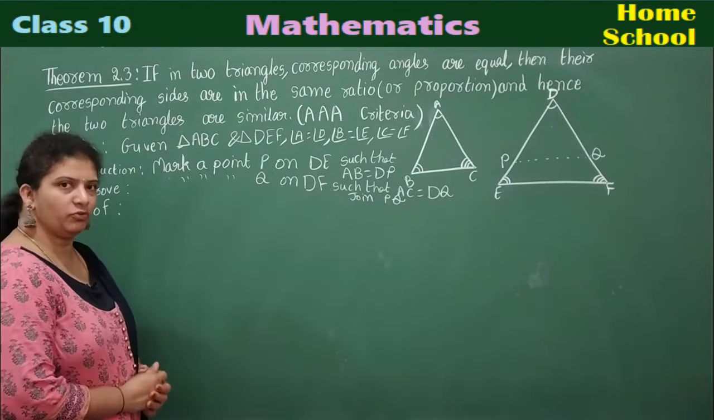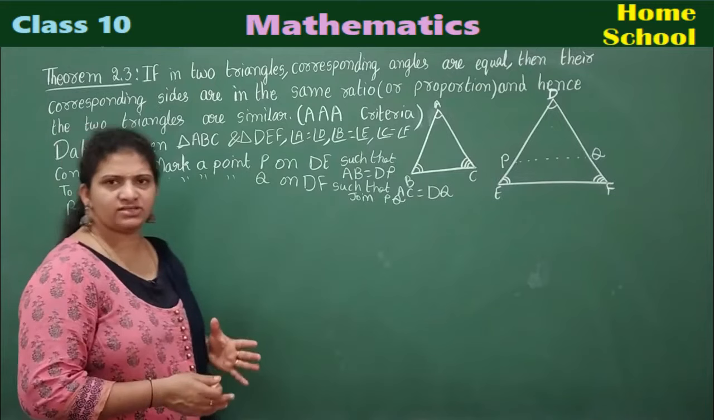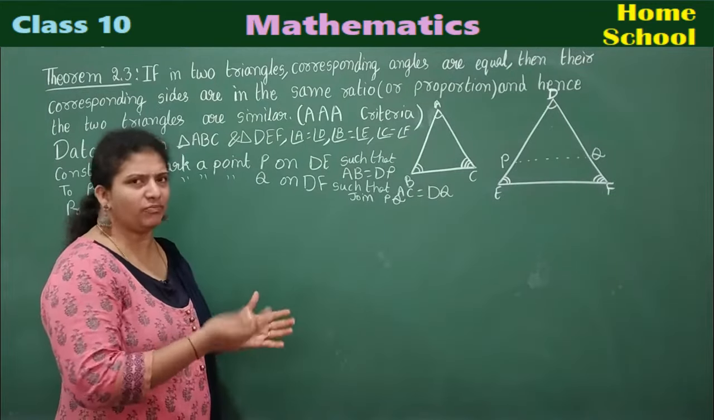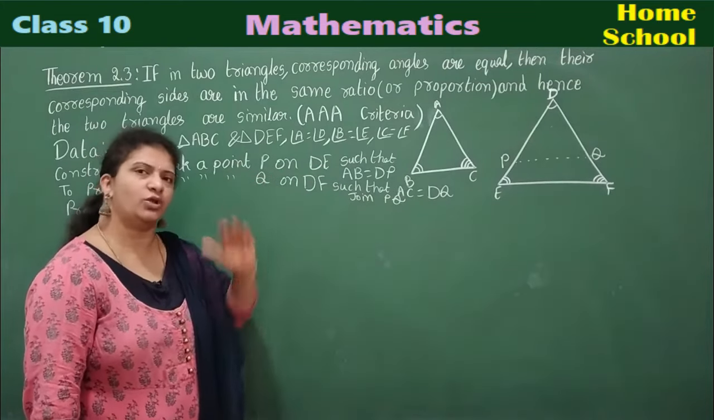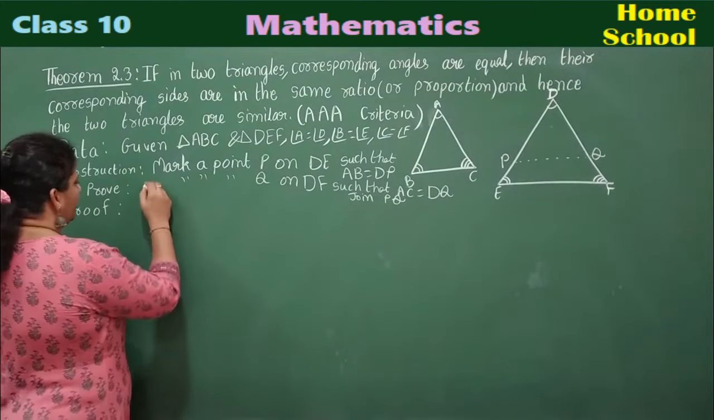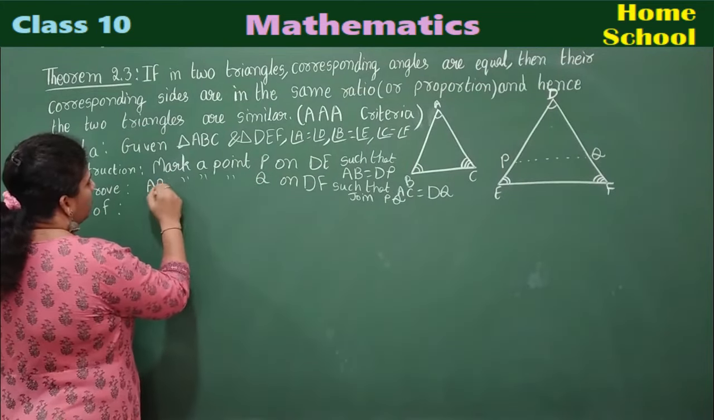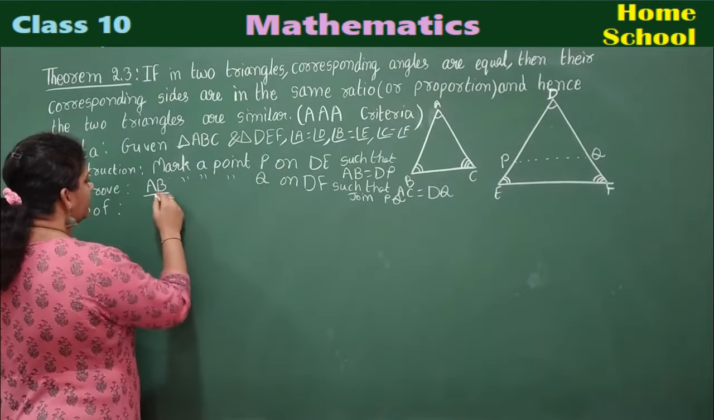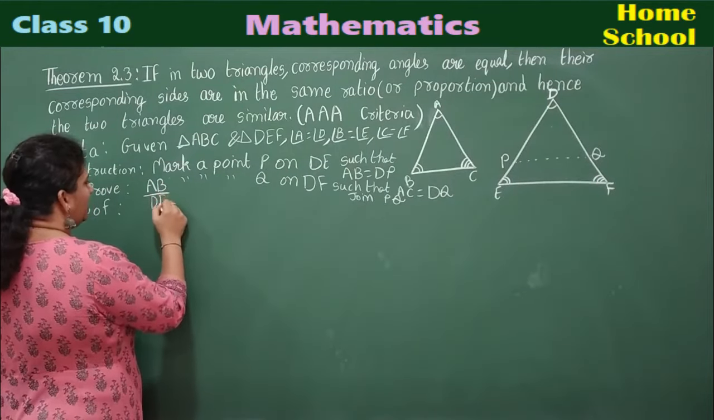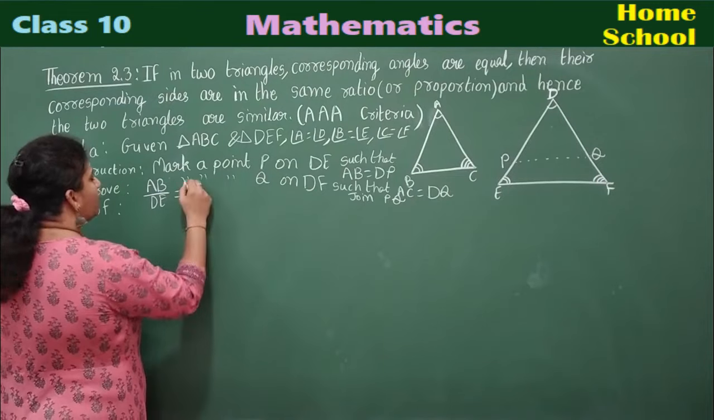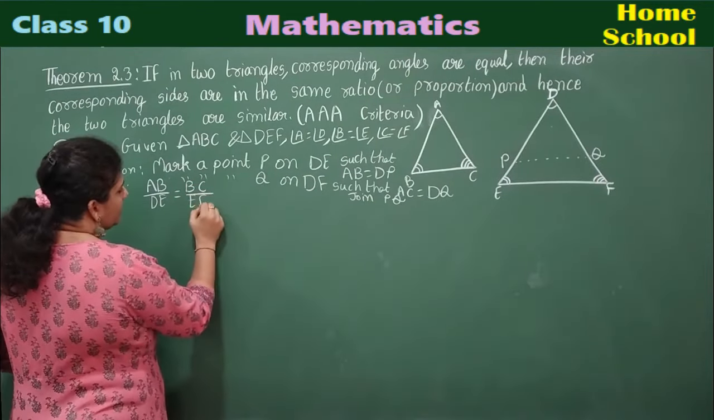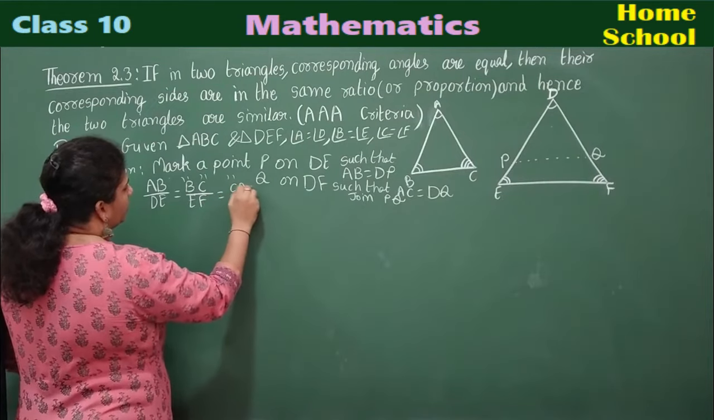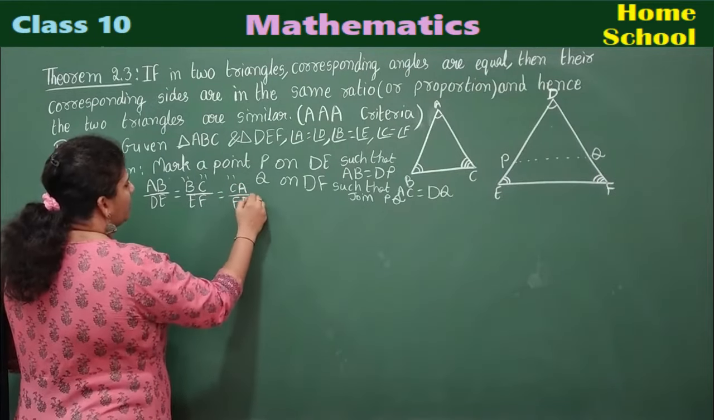Next, what do I need to prove here? Ratios are in proportion. See here, children, any type of ratio, small triangle by big triangle or big triangle by small, you can prove. So let me take here AB by DE is equal to BC by EF is equal to CA by FD. Can you observe this on the figure?